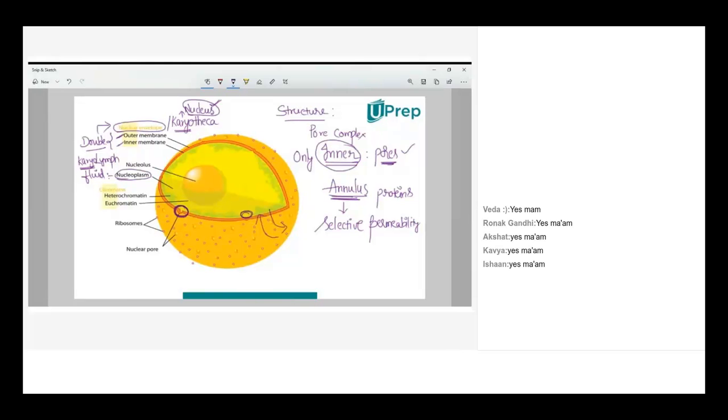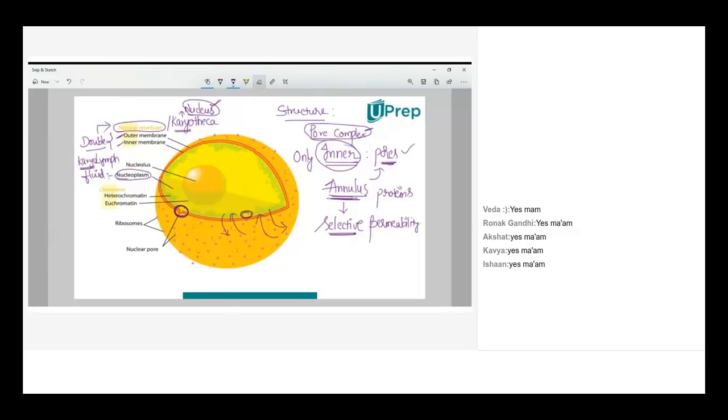Annulus are the proteins. That's the first point, which are associated with the pore of the inner membrane of nucleus, and they are selectively permeable to the materials which will move into the nucleus and which will move out of the nucleus. Now the annulus and the pores together will form the pore complex. Here complex is nothing but association of numerous proteins with pores. What are those numerous proteins? Annulus. So this is the pore complex related to the inner membrane of the nucleus.